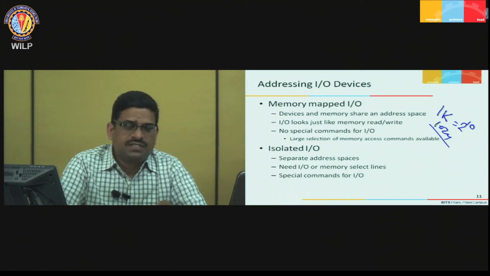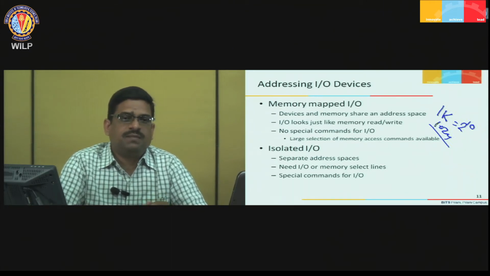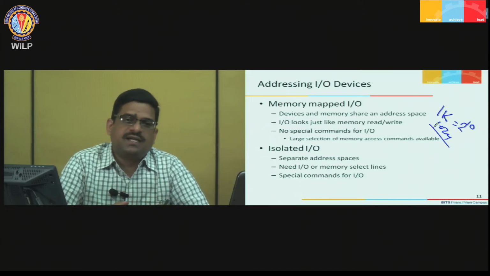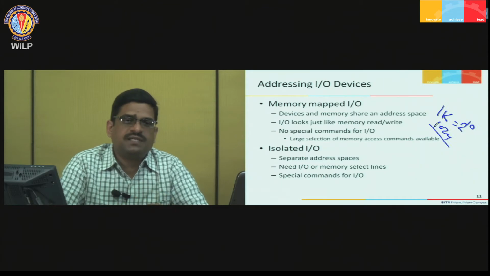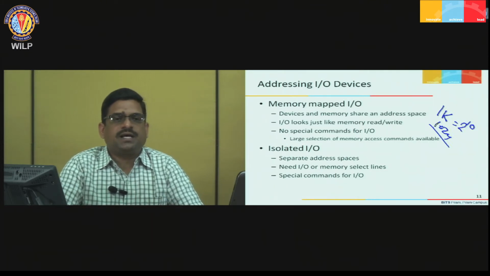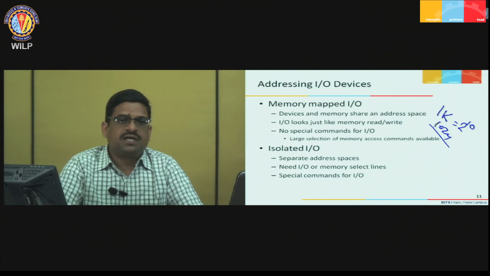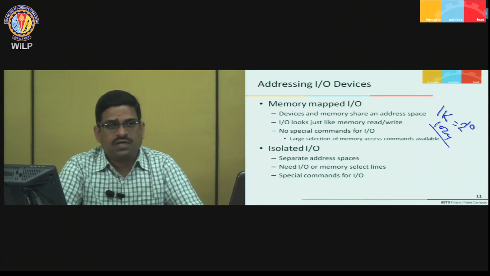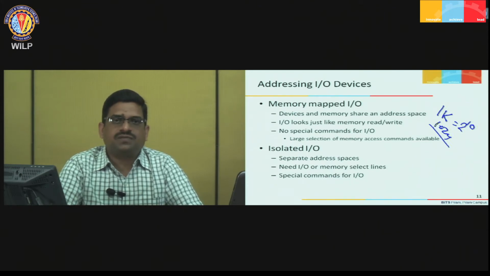We need some lines to distinguish between them, because address numbers 1, 2, 3, 4 can be in the main memory as well, and since a separate address space is there, 1, 2, 3, 4 can be there in IO as well. So before communicating with any IO device or memory, the select line has to be set, indicating whether the current instruction is for the IO or for the memory.